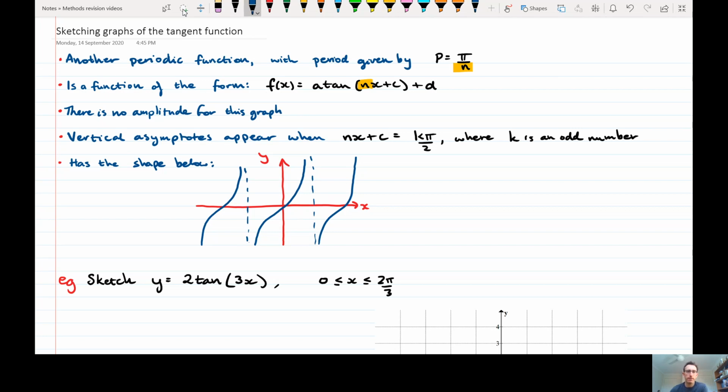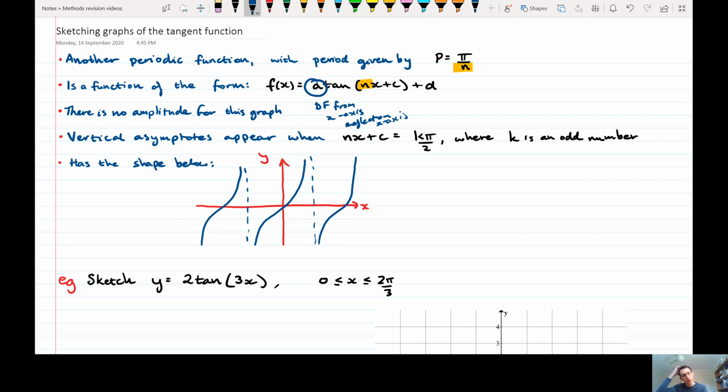Any tan function has the form f of x equals a times tan of (nx plus c), plus d. As always, this d is your vertical translation. It doesn't really give you any specific information about the graph itself. It just tells you how far it's moved up. This a is your dilation factor from the x-axis again. If it's less than 0, it's also the reflection around the x-axis again.